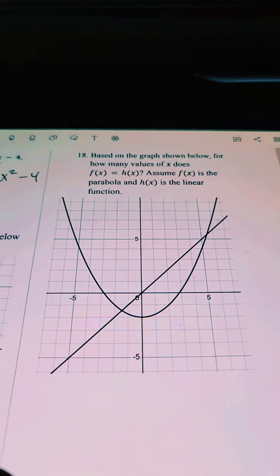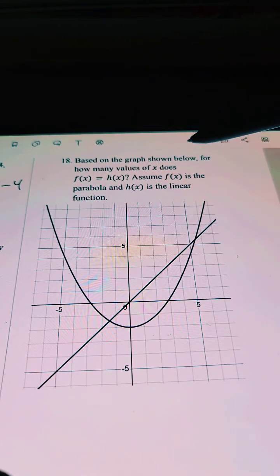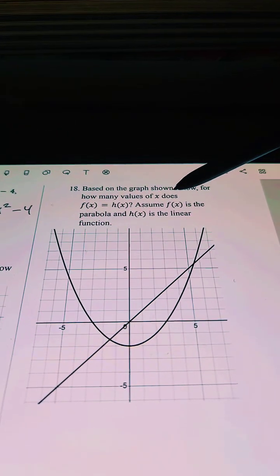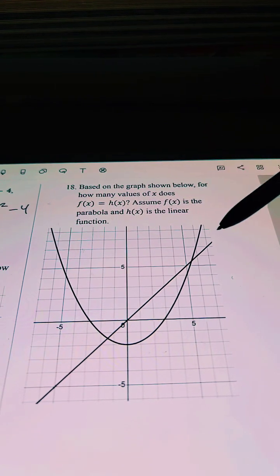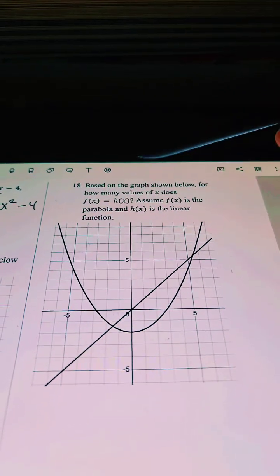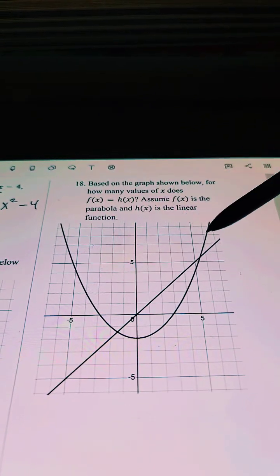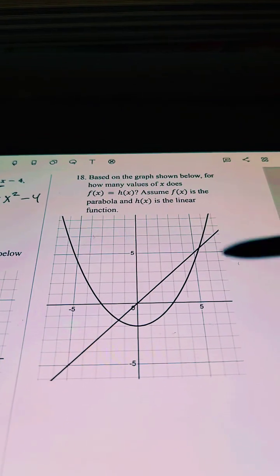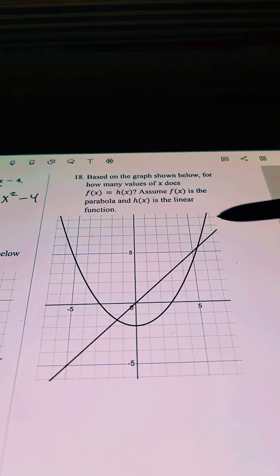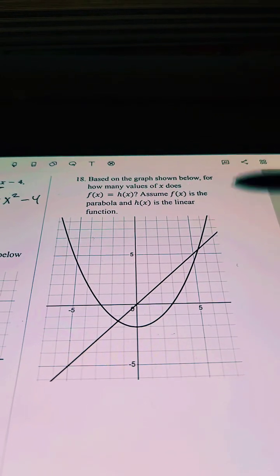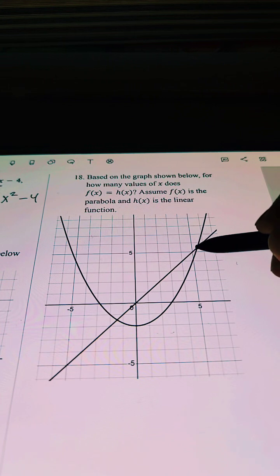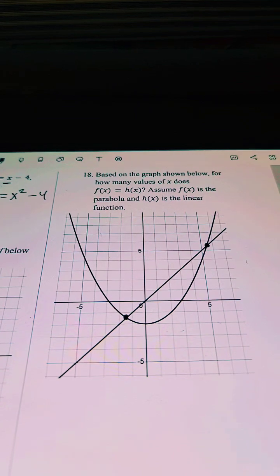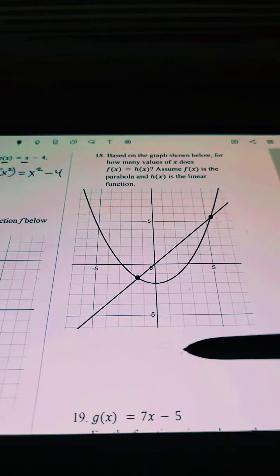Okay, based on the graph shown below, for how many values of x does f of x equal h of x? Assume f of x is the parabola and h of x is the linear function. So basically, it's asking where do these equal each other? Where do their y values intersect is probably the easiest way for you guys to think about it. Or for how many values of x do the y's meet of these two functions. So right here they meet, and right here they meet, and that's going to be at two different values for x. So it would be 2.